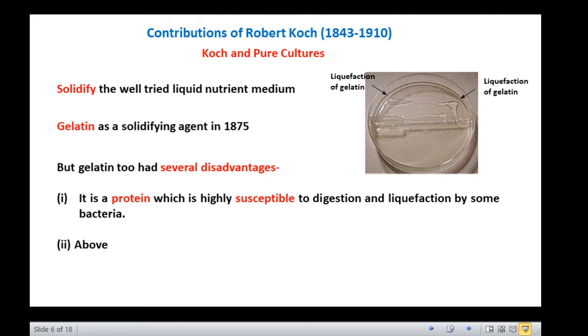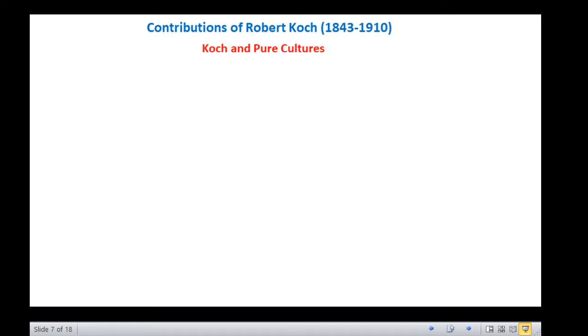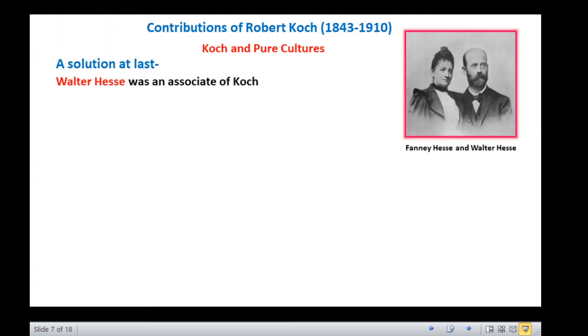Above 28 degrees, gelatin gets liquefied and hence is not suitable for most human pathogens, which grow at 37 degrees, the normal body temperature. The problem of a good solidifying agent persisted until Fanny Hess, wife of Walter Hess, suggested a solution. Walter Hess was an associate of Koch.